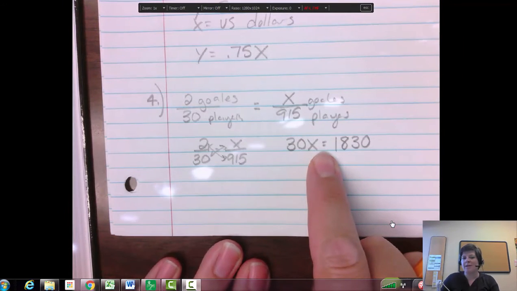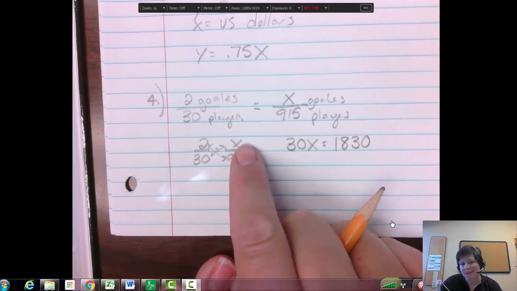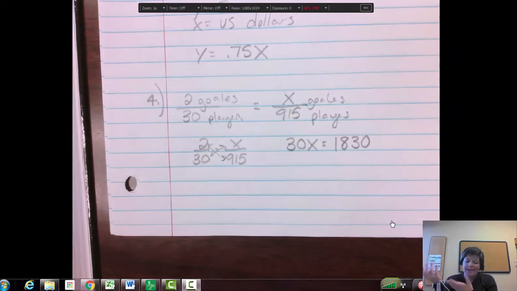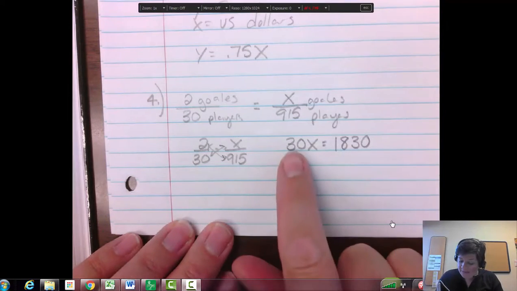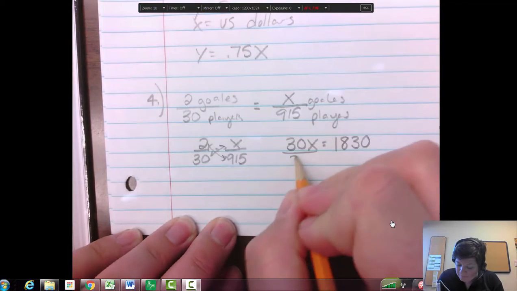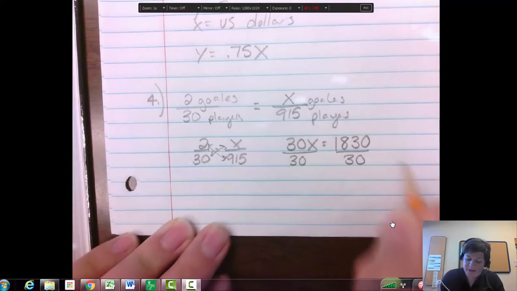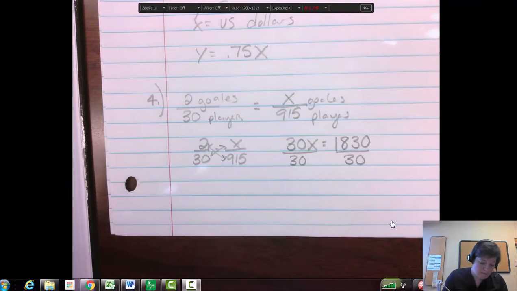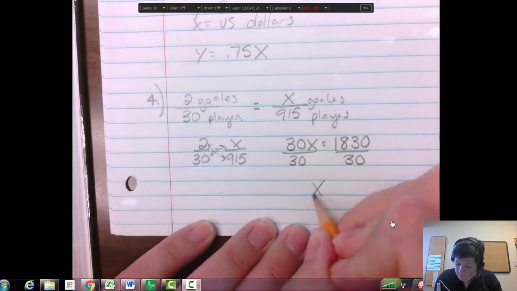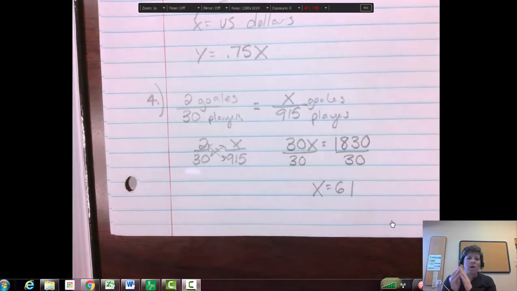So I multiplied these two by each other and these two by each other, and I put an equal sign in between. Basically, we're doing that opposite operation. It just looks a little different when it's a fraction equal to a fraction, or a proportion. And these are called proportions. If you need more help, you can Google proportion. So then from here, I divide by that 30, and I would have 61. So there are 61 goalies in the total league.